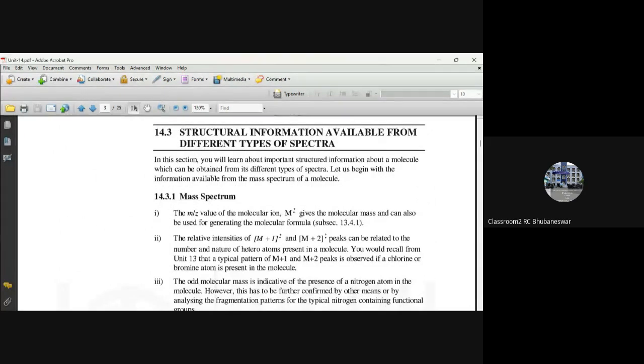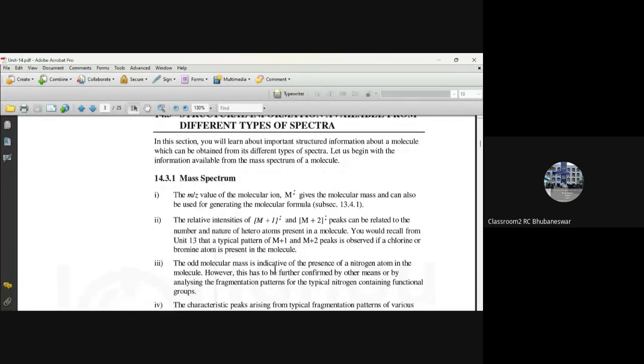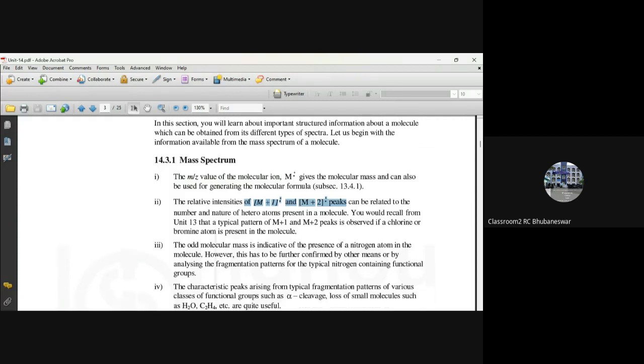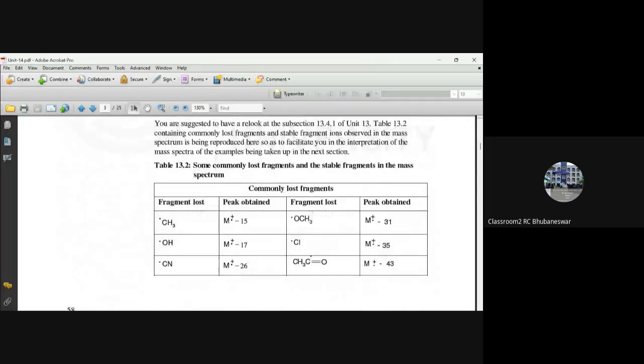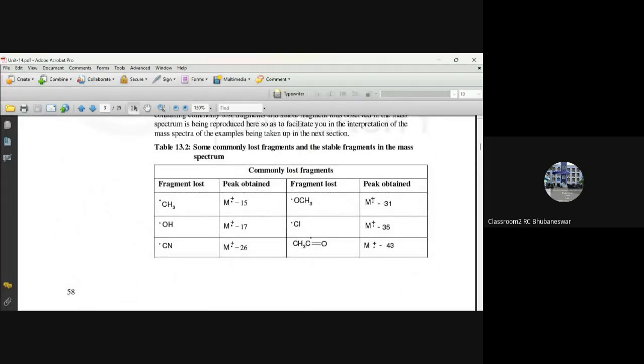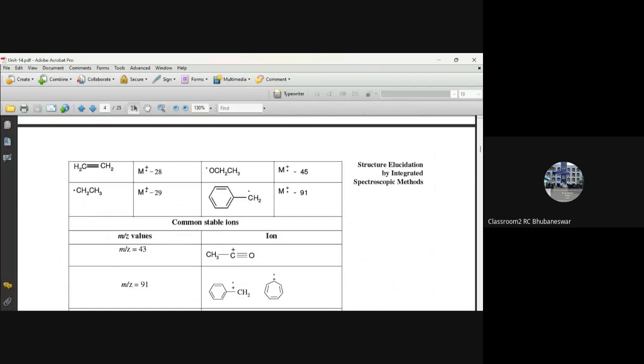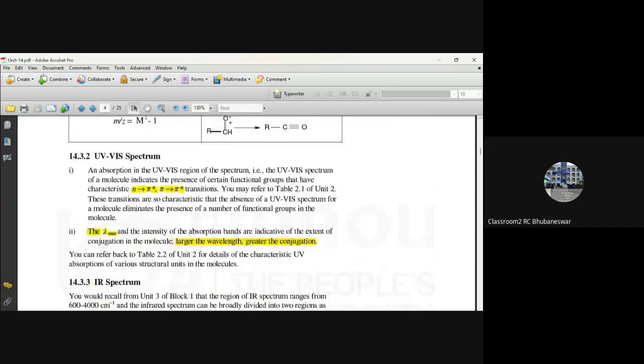Okay, so structural information you can get from the mass spectrum. And here, as I was telling you, the molecular ion peak you must note down, and the base peak you must note down. Then some small relative peaks will be coming, that also you should predict. Then this table I had already shown you in the previous mass spectrometry chapter.